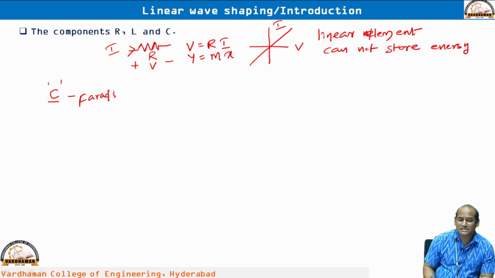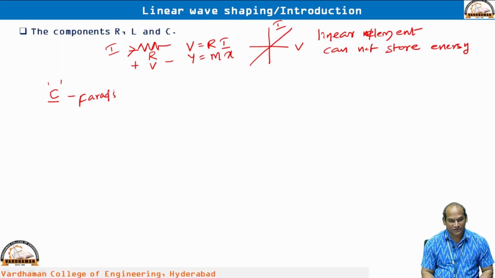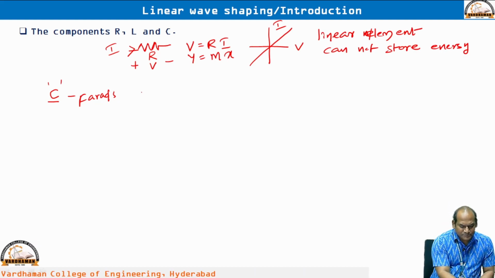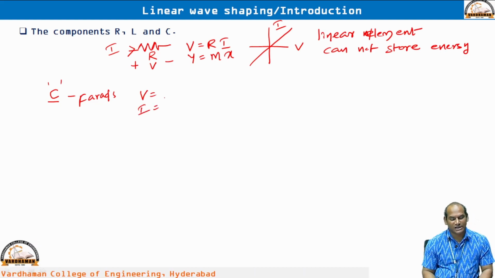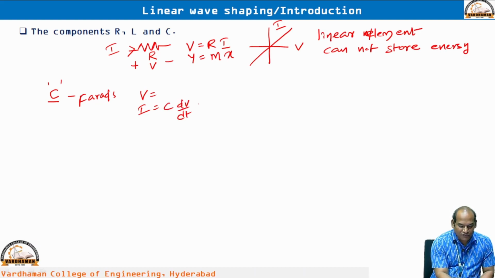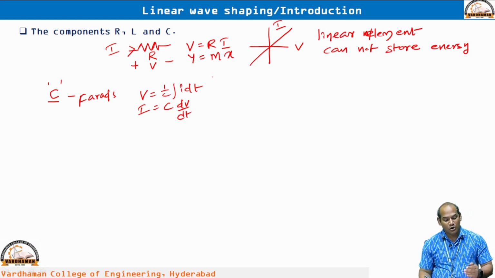As the capacitor is an energy storage element, it can store energy in the form of an electric field. Generally an inductor stores energy in the form of a magnetic field, and a capacitor stores energy in the form of an electric field. The voltage and current of the capacitor are given by equations: I = C dV/dt, and from this equation we get V = (1/C) ∫ I dt. In this manner we can give the voltage equation and current equation of the capacitor.